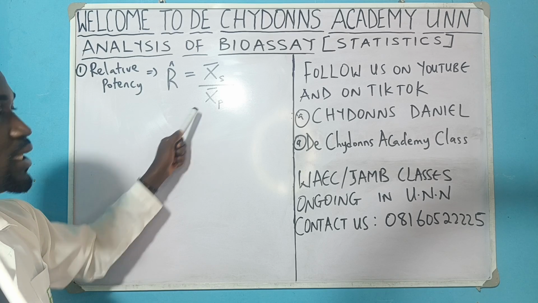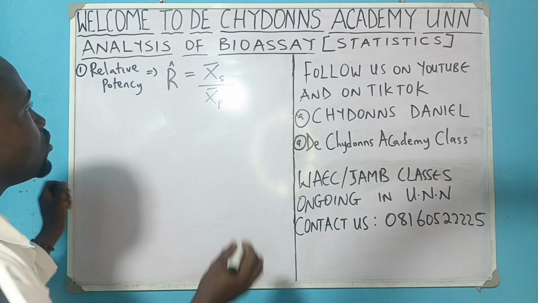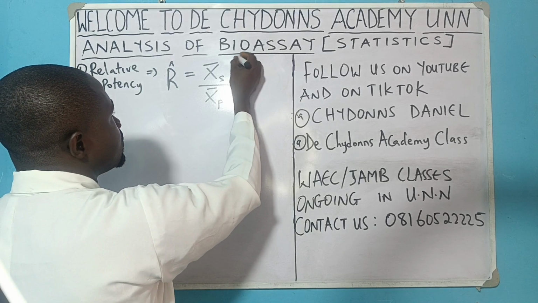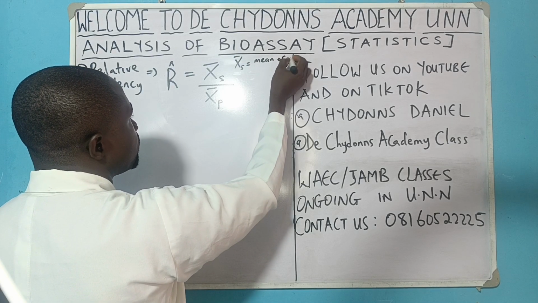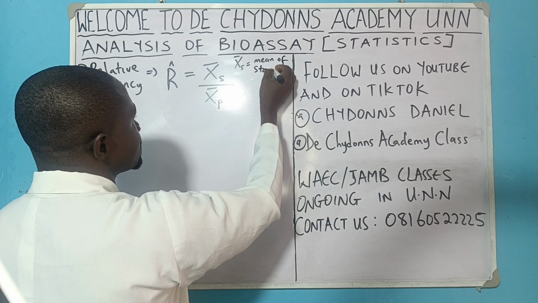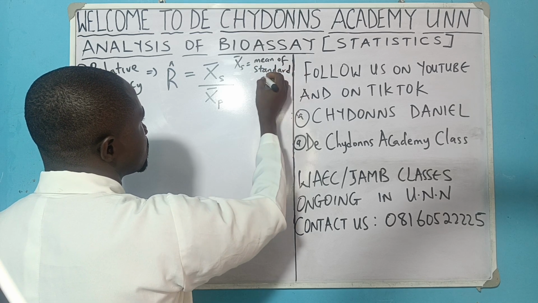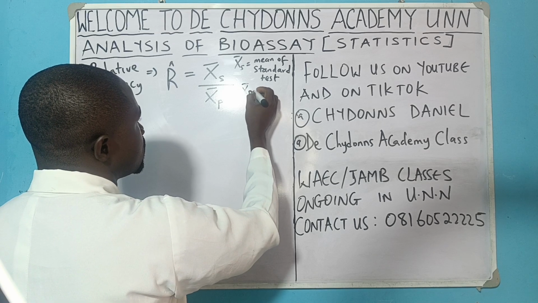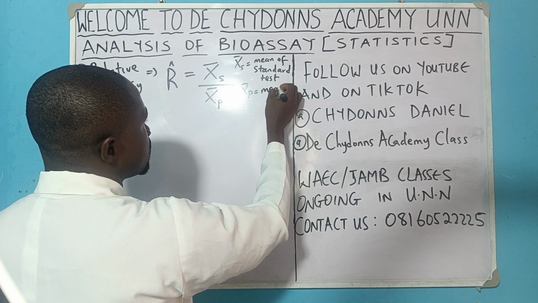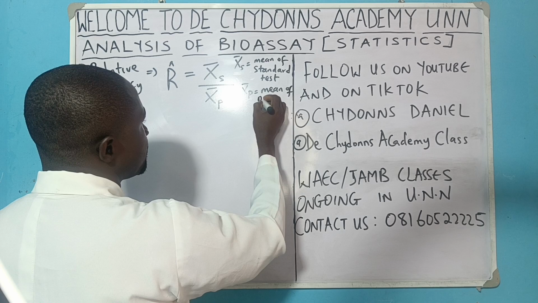Are you getting what I'm saying? So all you just need to do is that you say this equals to mean of standard test. Then this one is equals to mean of prepared test.